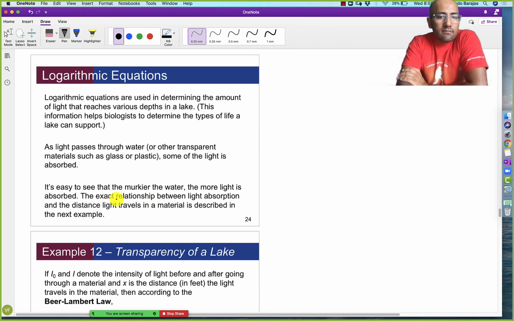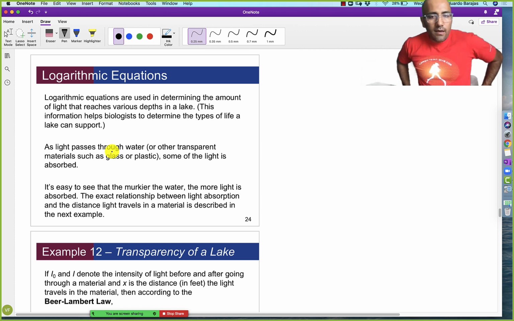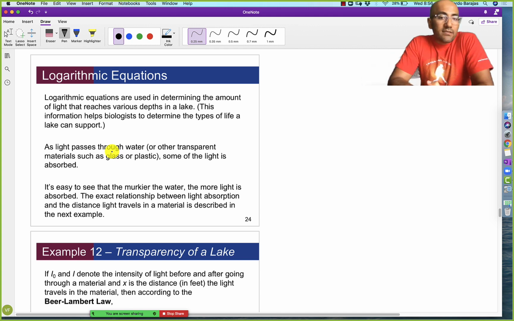Okay, so here's a loose application of this stuff. Logarithmic equations are used in determining the amount of light that reaches various depths in a lake. This information helps biologists to determine the type of life a lake can support. As light passes through water or transparent material, such as glass or plastic, or gases, right, an atmosphere, some of the light is absorbed. It's easy to see that the murkier the water, the more light is absorbed. The exact relationship between light absorption and the distance light travels in a material is described in the next example.